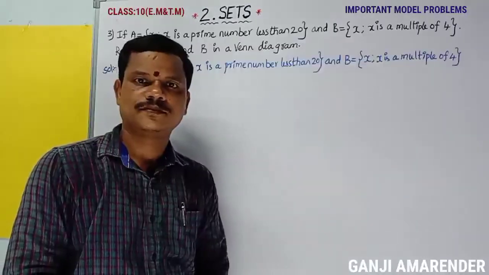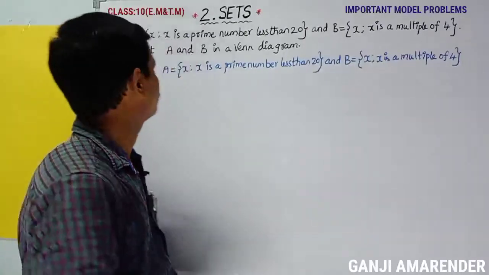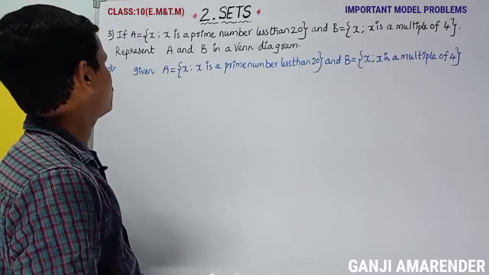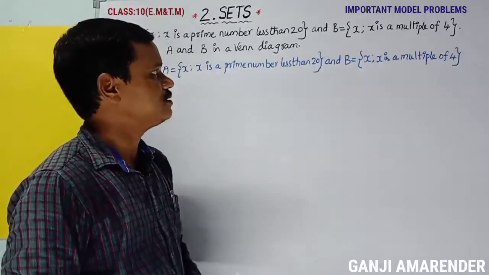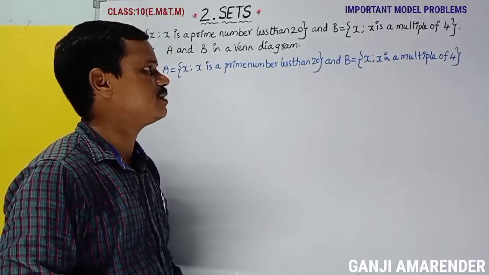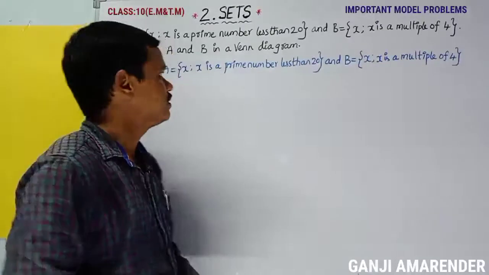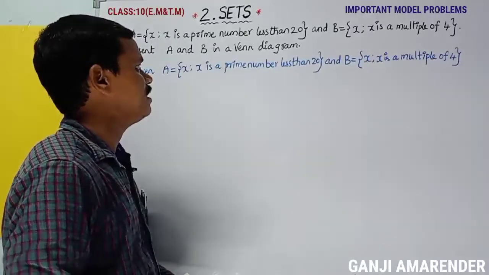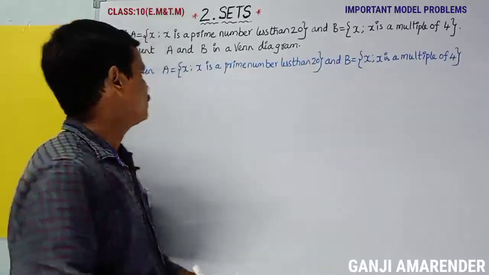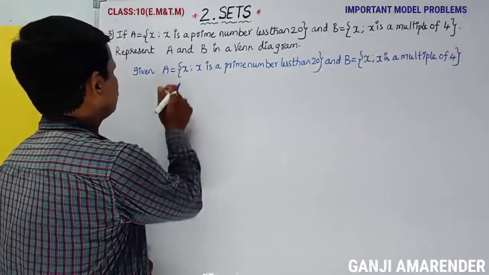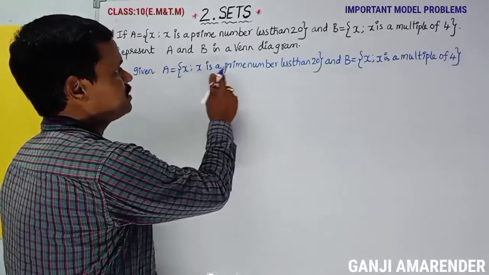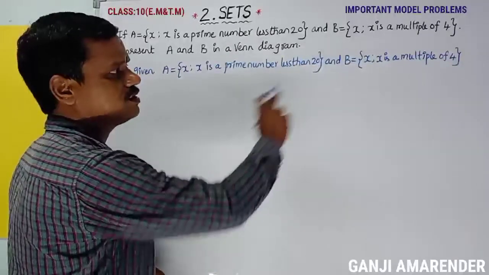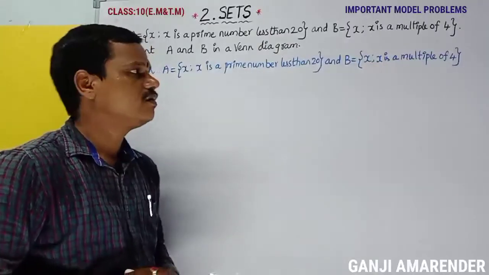Third problem: if set A is equal to the set of x such that x is a prime number less than 20, and set B is equal to the set of x such that x is a multiple of 4, represent the sets A and B in a Venn diagram. First write the roster form of the sets A and B. Given A is x such that x is a prime number less than 20 and set B is x such that x is a multiple of 4.